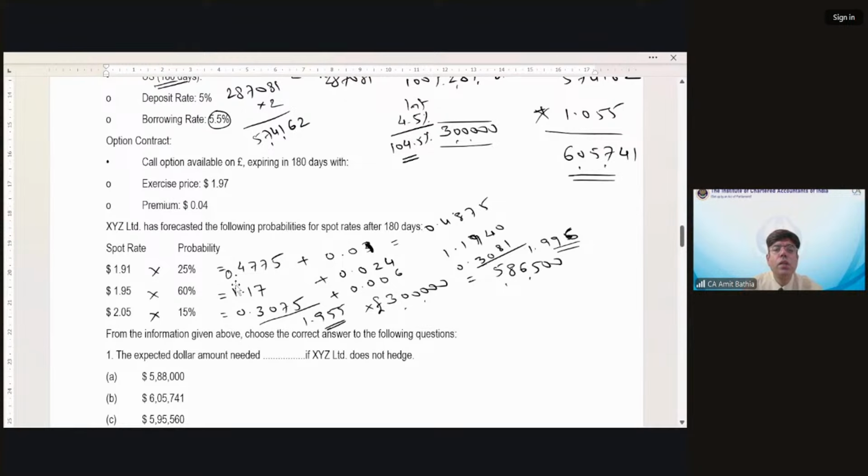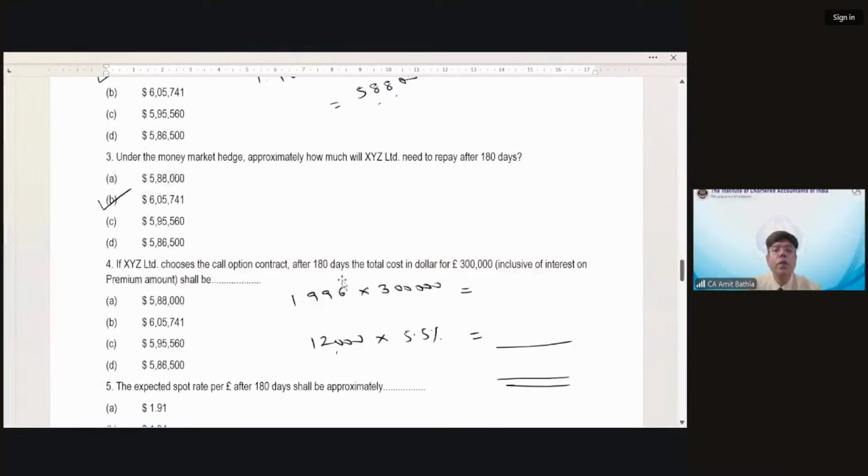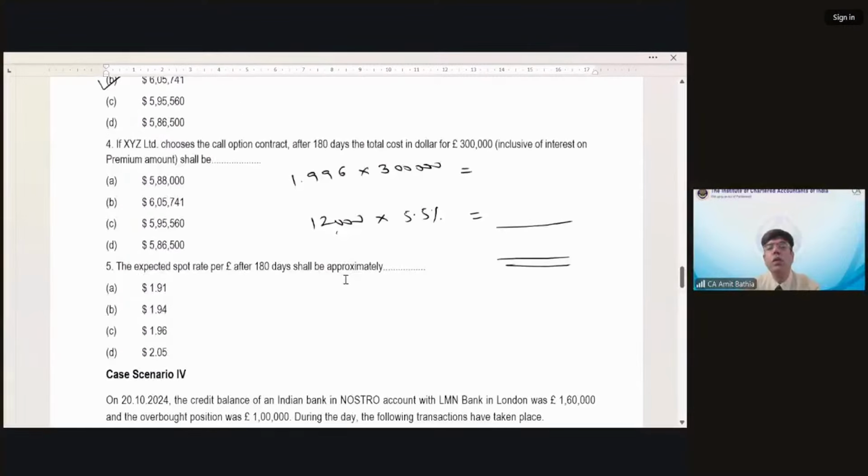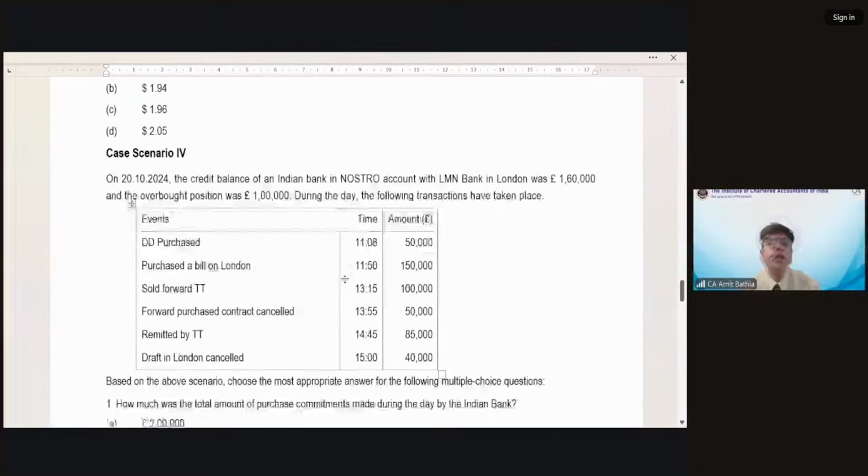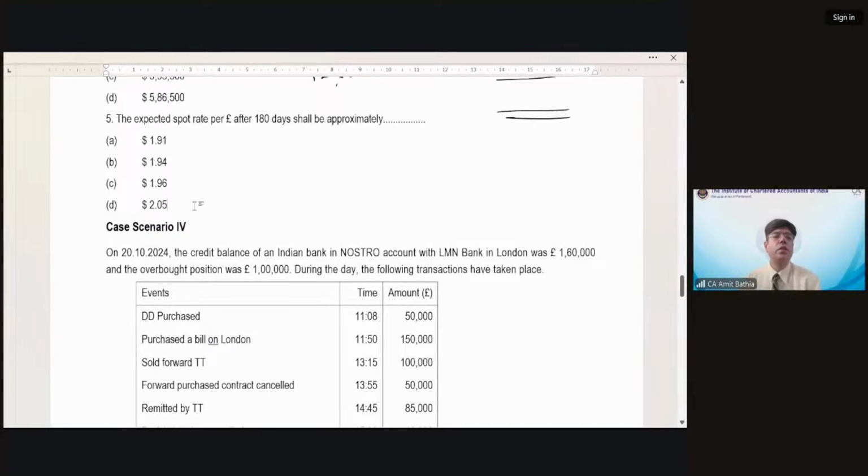Okay, your exercise price is 1.97. So the spot rate over here can never be 2.05 in that case for me in the option. So the third option has to be reevaluated. Wait a moment. So how that essentially works is, just a moment.